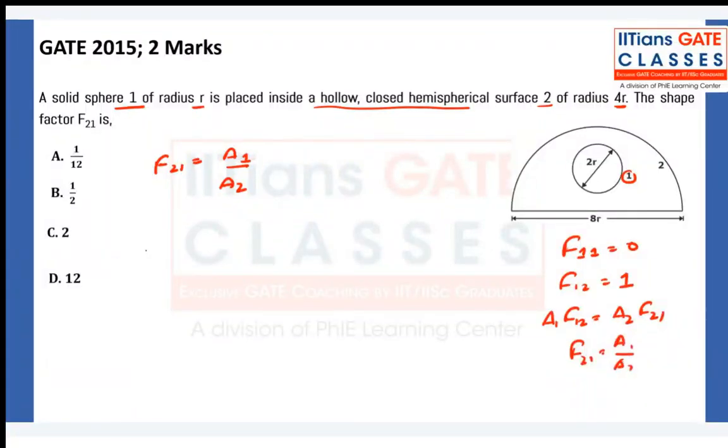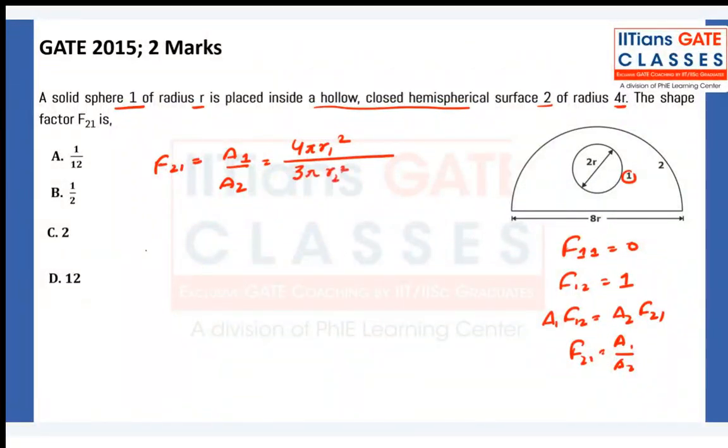Okay? Now A1 and A2. What is A1? A1 is a sphere. So can I say 4 pi R1 square? Yes, that is true. Sahil is correct. A is the correct answer. What about a hemisphere? What is the area for a hemisphere? Yes, that is pi r square plus 2 pi r square, that is 3 pi r square.